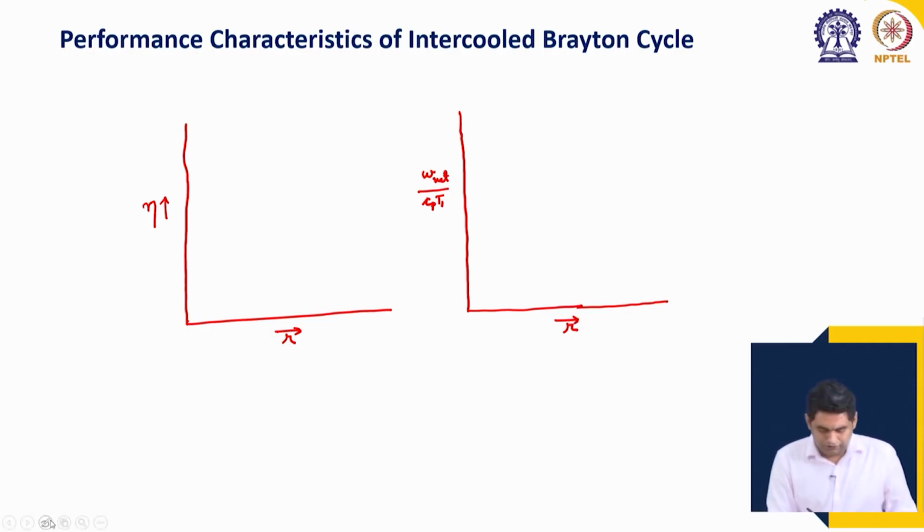So, we know that for the standard Brayton cycle, we will use the red color itself. The minimum is R equal to 1; the meaning of the cycle does not exist if R is less than 1, R less than 1 cannot exist. So, this is the standard Brayton cycle, a simple Brayton cycle.